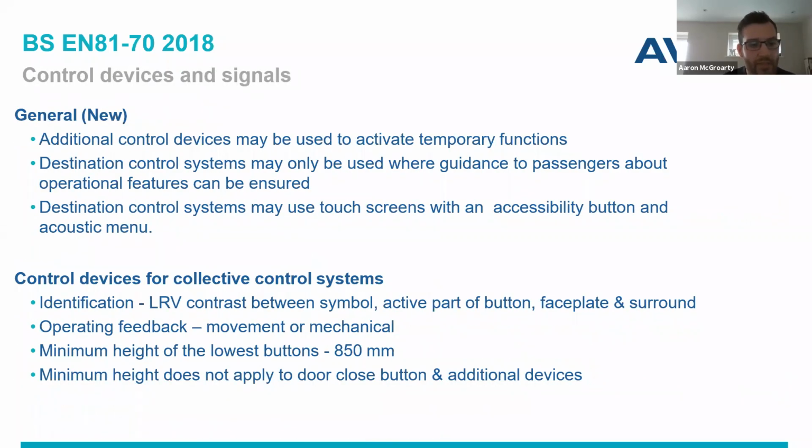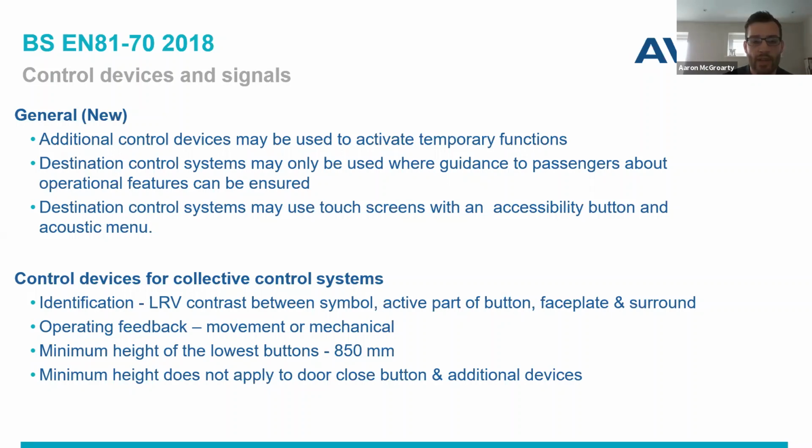There have been some additions in general to control devices that may be used to activate temporary functions. There's been quite a big emphasis on destination control systems. As you saw, the other code updates were back in 2003 and 2004, and since then technology has advanced. People are using touchscreens more than ever, so the standard needed to be revised to reflect those progressions in technology. So there's a couple of bits there that we will cover. But additionally, we'll also have to take into account the control devices, since destination control systems and touchscreens are now being used, and what impact that has.